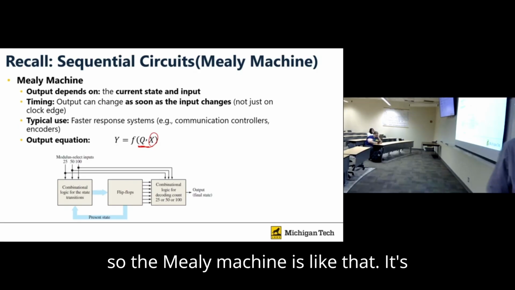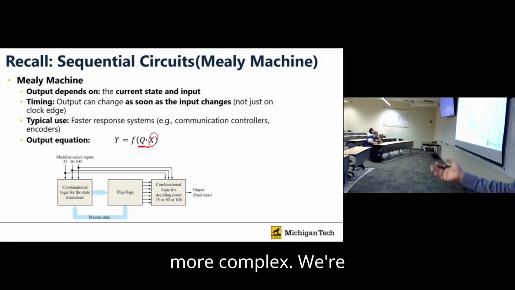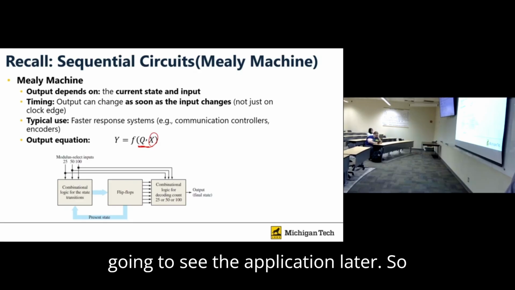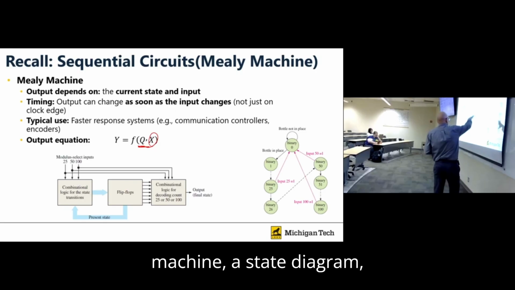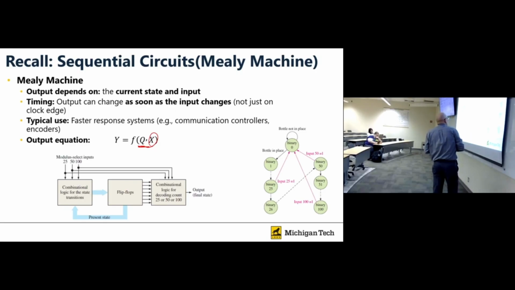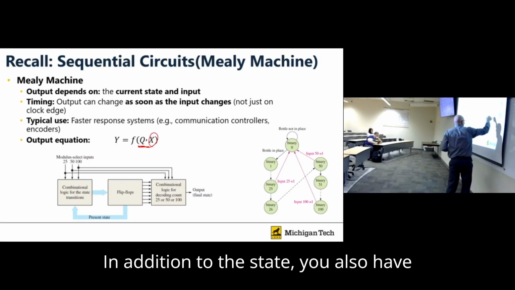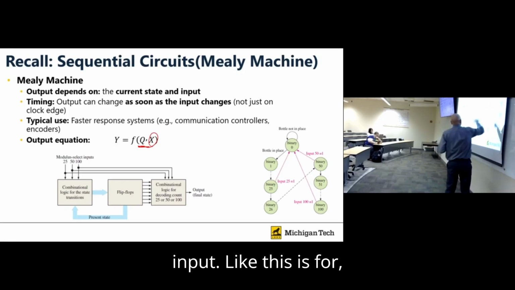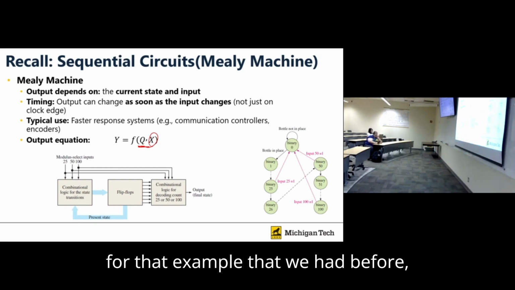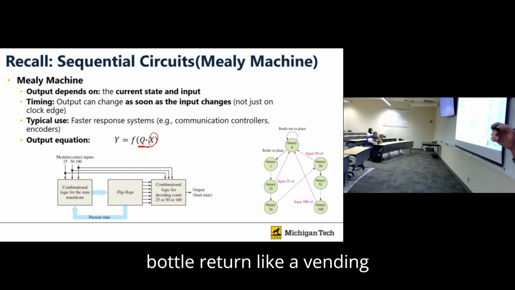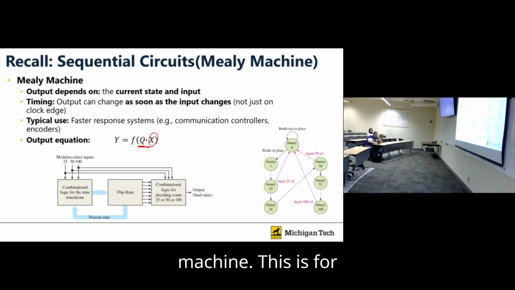Okay, so the Mealy machine is like that. It's more complex. We're going to see the application later. So the state machine, a state diagram, in addition to state, you also have input. Like this is for that example that we had before, bottle return, like a vending machine. This is for that.